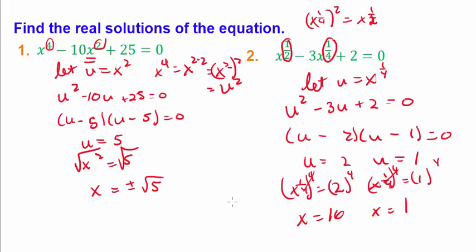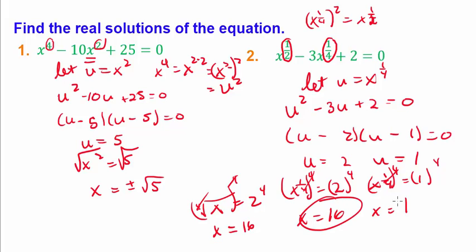However, you could convert the x to the 1/4 into the 4th root of x is equal to 2, but you would still take the fourth power of both sides, and it would still cancel these out, so you'd still be left with x is equal to 16. So two different ways to look at that. Either way, you get 16 and you get 1 for your two solutions.